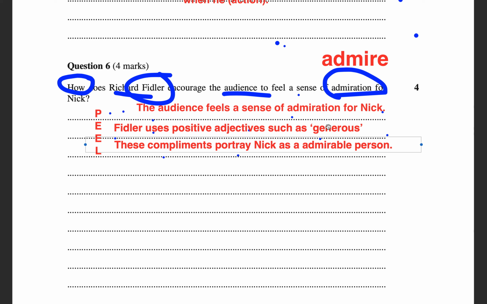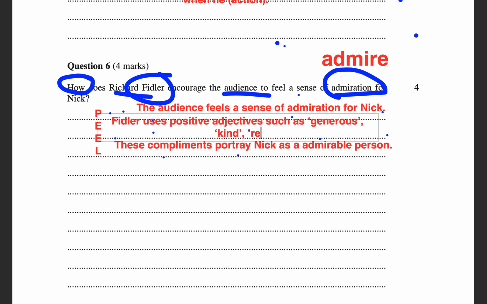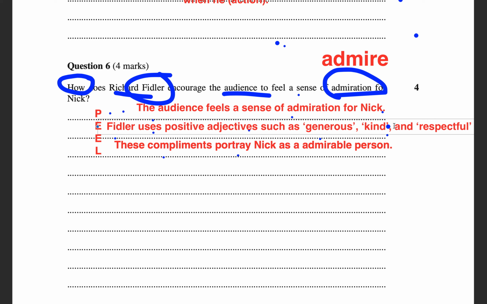Again, I'm making these answers up, so you need to listen to the recording to write your own answers. And note that I've only used one word, and that's okay because my technique is just adjectives. So if you wanted to, you could even include more. So what other things does Fiedler say? Maybe Fiedler says kind. Maybe Fiedler says respectful. So it can include some more adjectives that Fiedler uses. You don't have to just do one. I would even suggest do 2 or 3. So for example, Fiedler uses positive adjectives such as generous, kind, and respectful.